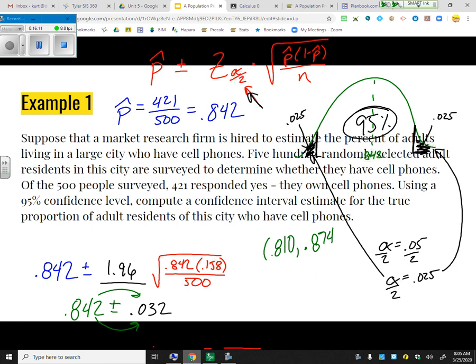0.874. And that's how we write confidence intervals. We write it as just a little interval.